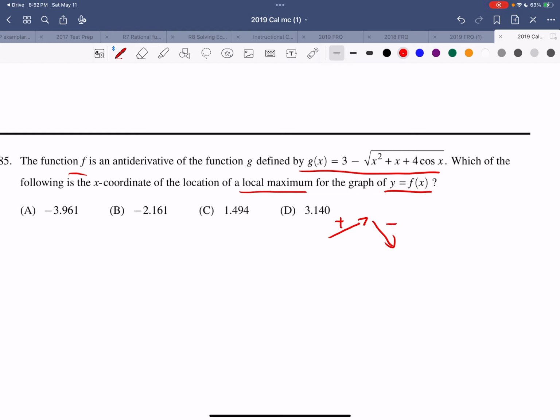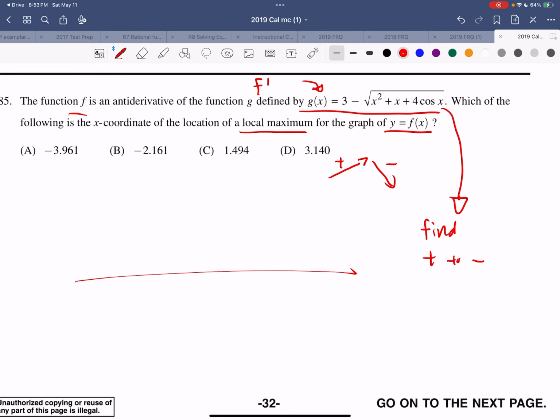So what you gotta do is take the derivative of the function and then graph it and find positive to negative. Only problem is this g of x itself is already f prime of x. So you just put this into the graph and find the graph that has the most positive to negative. When you actually put this into the graph, your graph will look like this. You can use decimals because you don't have a calculator.